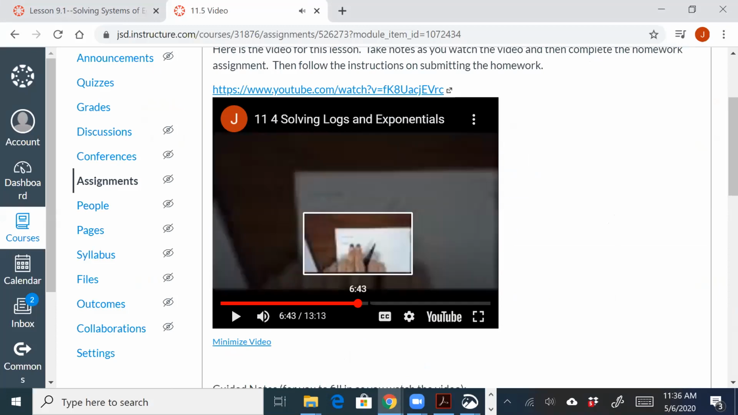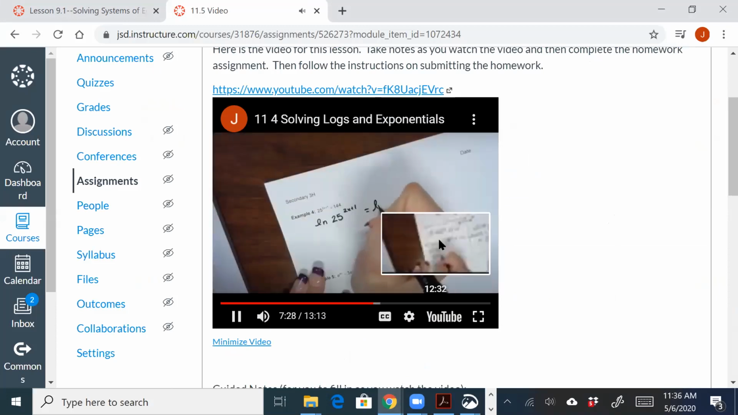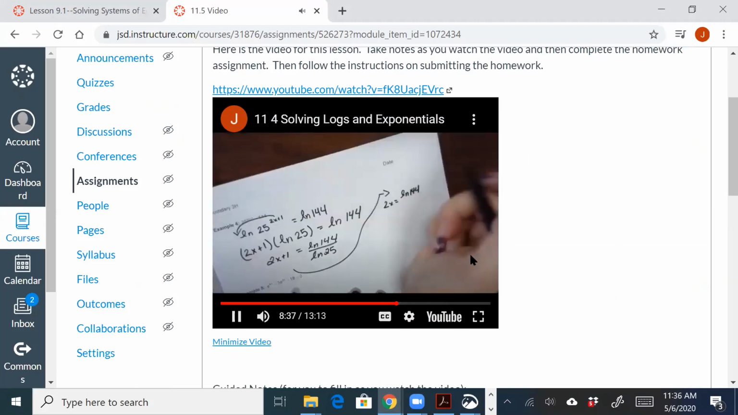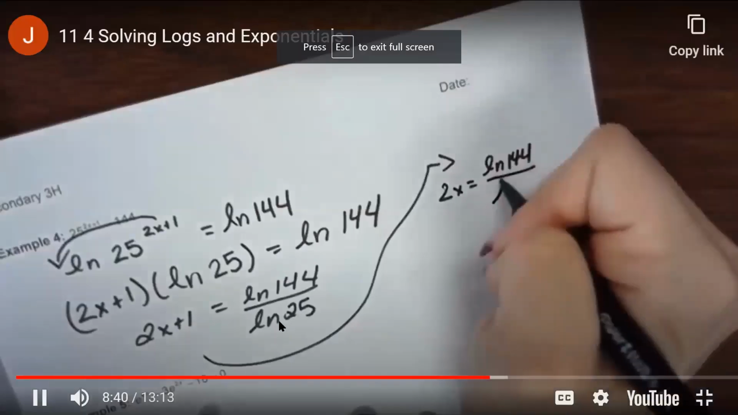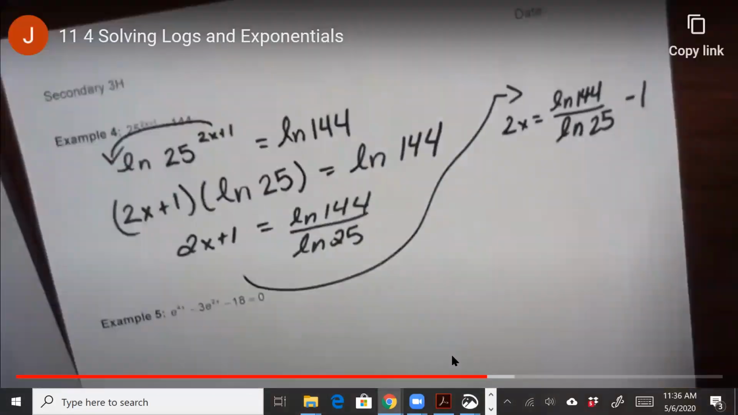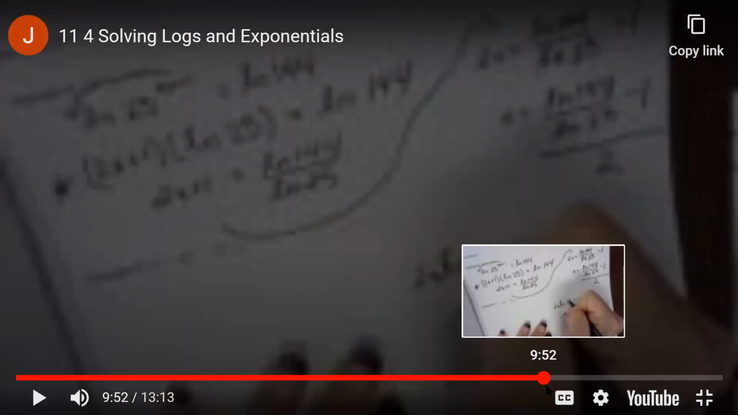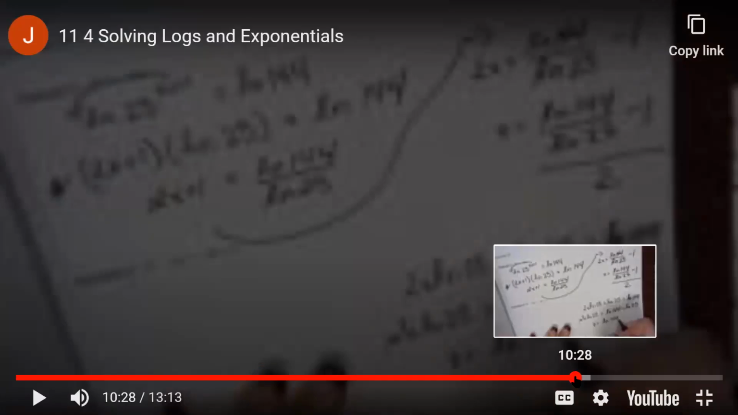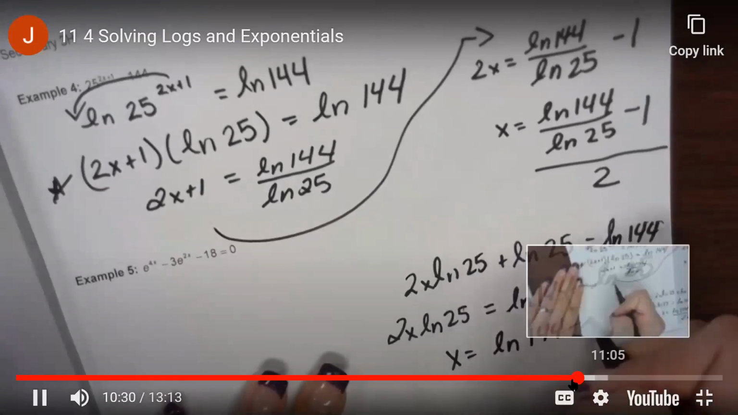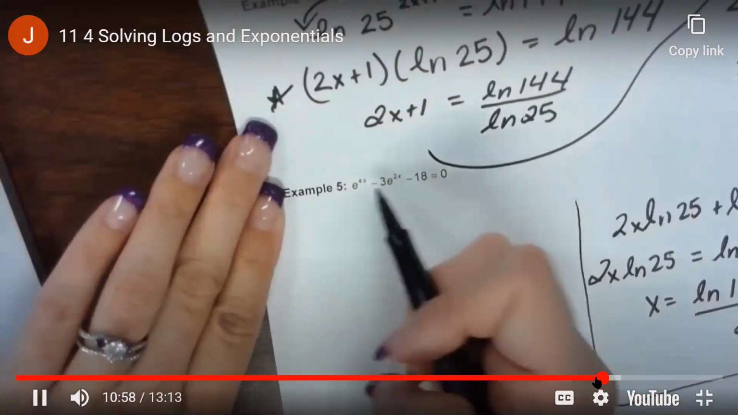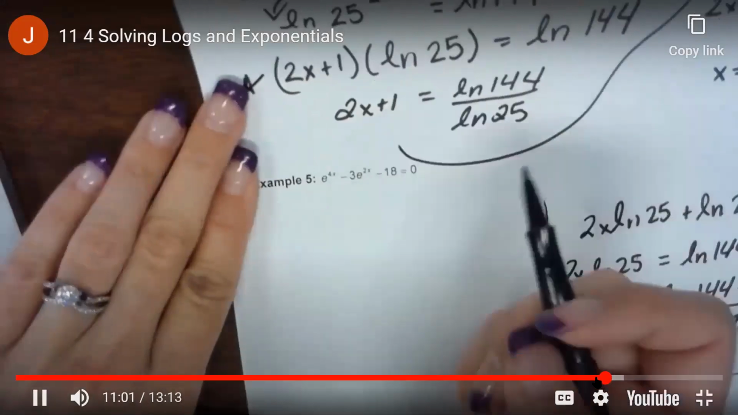All right, guys. Equals ln of 144. We realize divided by ln 25 minus 1, and then we divide by 5 equals ln 144 minus ln. The answer right here, we should recognize this as one of our factoring binomial equations.